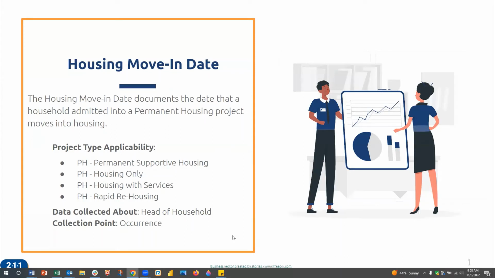Use the following specifications when collecting this data. The project type applicability is all permanent supportive housing, housing only, housing with services, and rapid rehousing projects. The data should be collected for all heads of households. The collection point should be at occurrence, meaning at move-in.